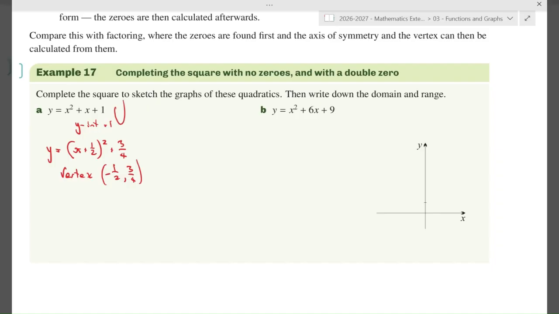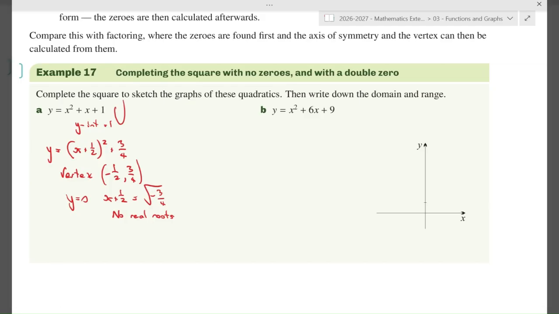If I then put y equals 0 in, I'm going to get x plus a half equals square root of minus 3/4. Can you see how that's a problem? So all of a sudden we go, there is no real roots. That's just an observation you should make straight away. So it does not have any solutions, which means there's no x-intercepts.